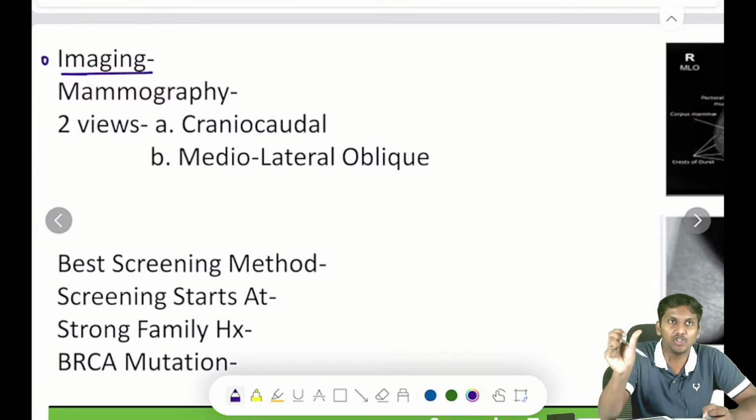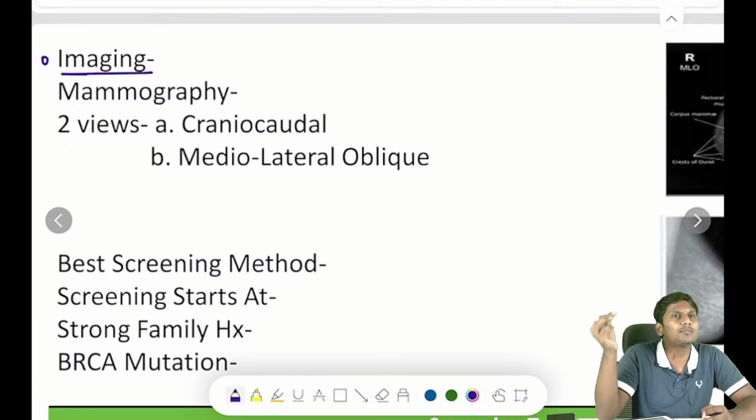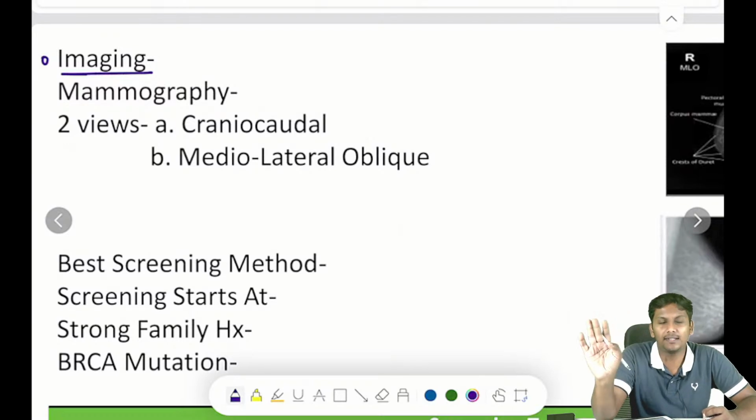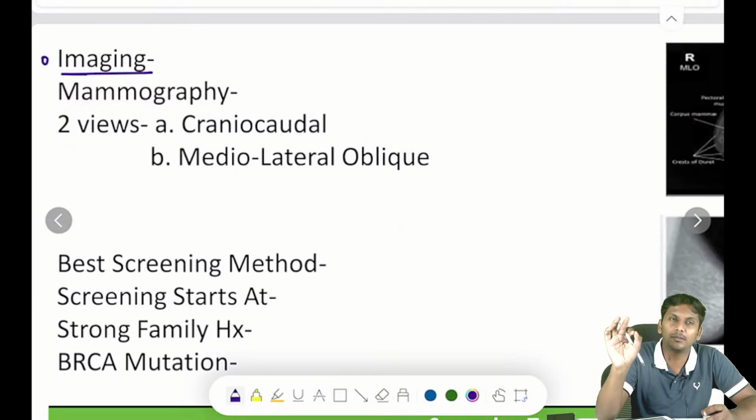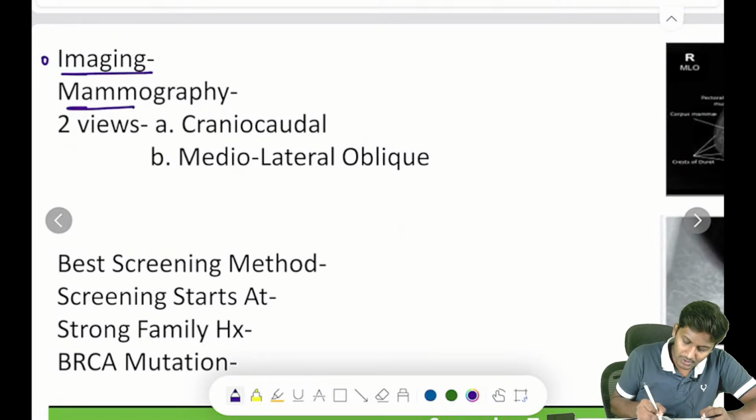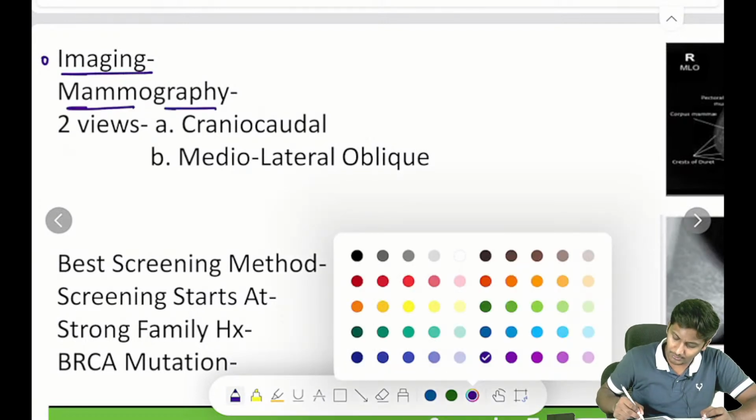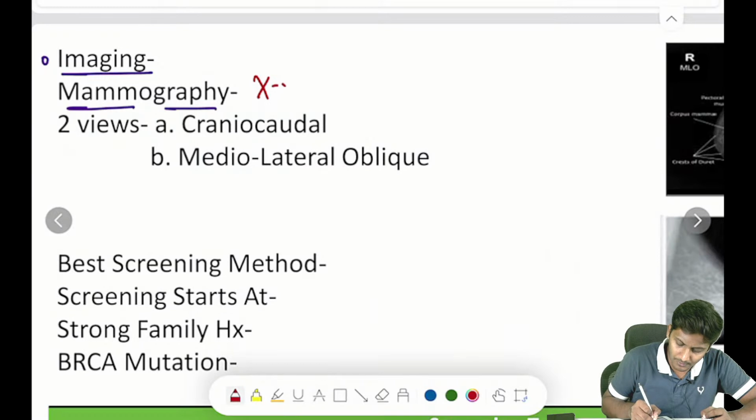Now what is graphy? Graphy is nothing but a picture. Mammo means mammary gland or your breast. So a picture of your breast is what is called mammography in simple terms. So what is mammography? It is actually an X-ray of the breast itself. Yes, mammography is nothing but an X-ray of the breast, that you have to remember. Okay, so mammography, bache, it is nothing but the X-ray of the breast.